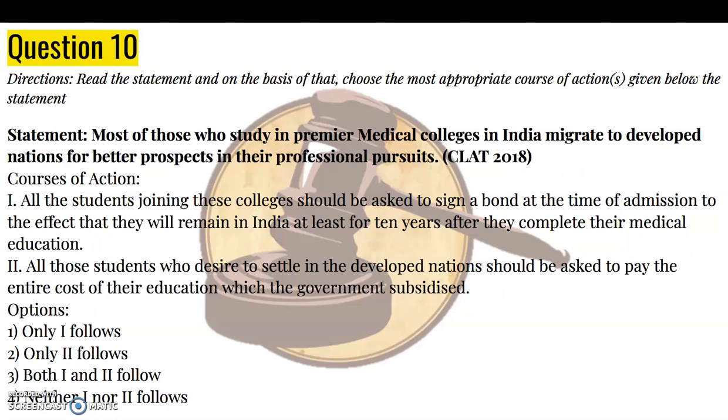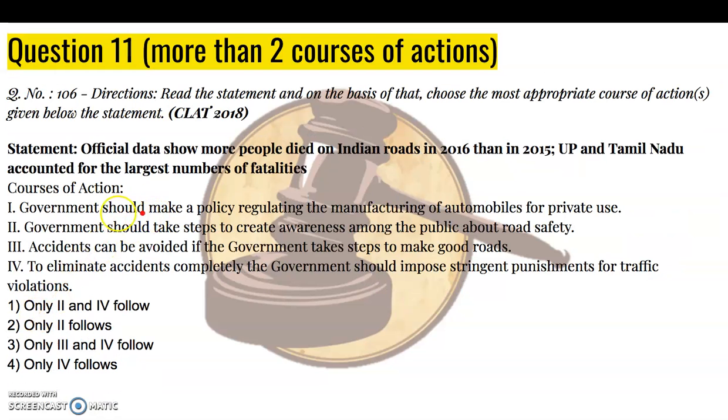Okay, now let's move on to the next question. This is a question type where you get more than two courses of action, and the options are also slightly different. Nothing much different here. It appeared in CLAT 2018 as well. Let's try doing this. Official data show more people died in 2016 than in 2015, and UP and Tamil Nadu accounted for the largest fatalities. So what can we do about it?